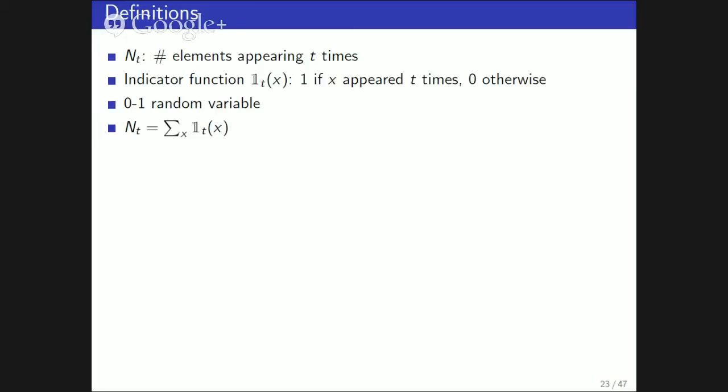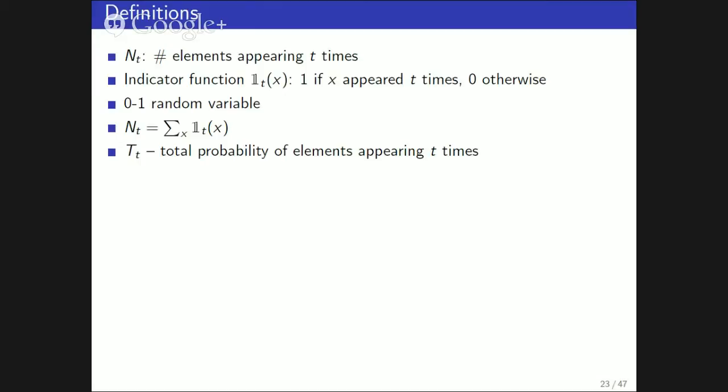Then we can express Nt as the summation of this indicator function, summation over all x. Nt is the number of elements that appear t times, so we can sum over all x and add 1 if x appeared t times. So we can express Nt as a summation of these Bernoulli random variables. And notice that each one of those is a random variable, and they're independent because we're doing Poisson sampling.